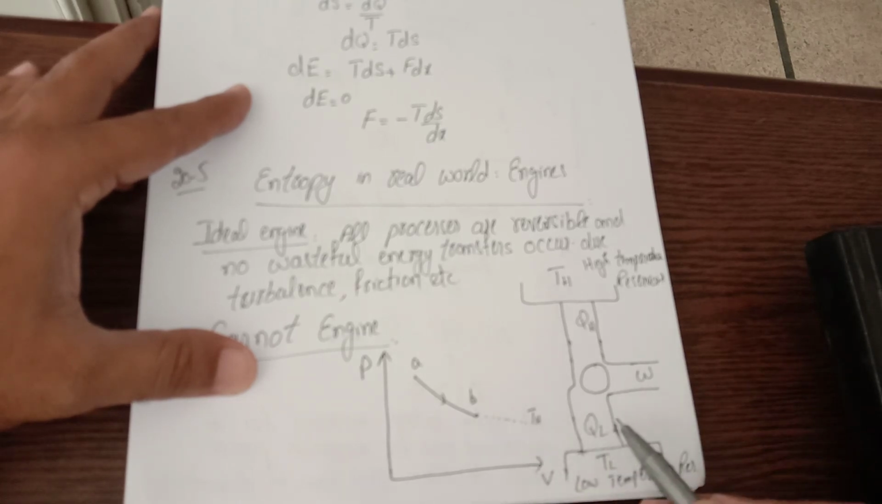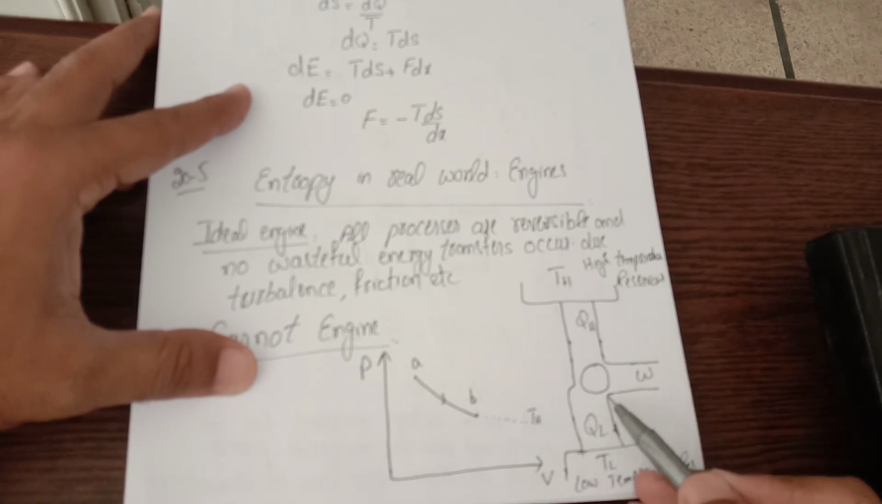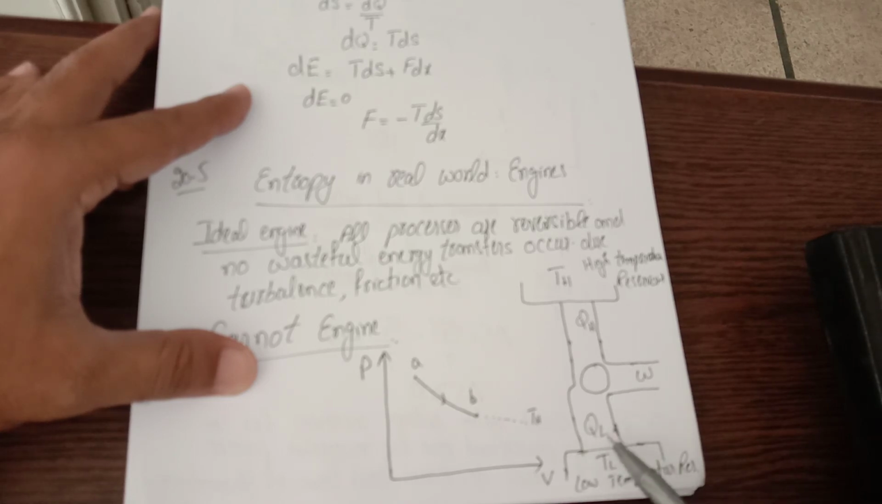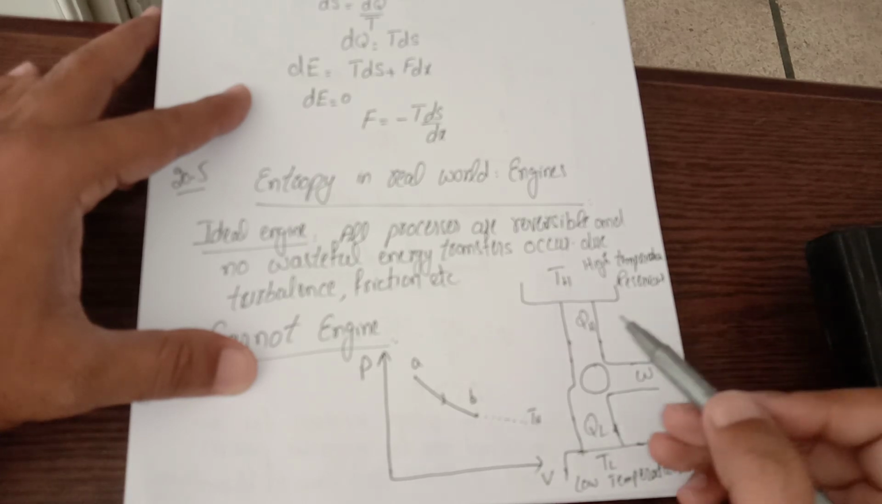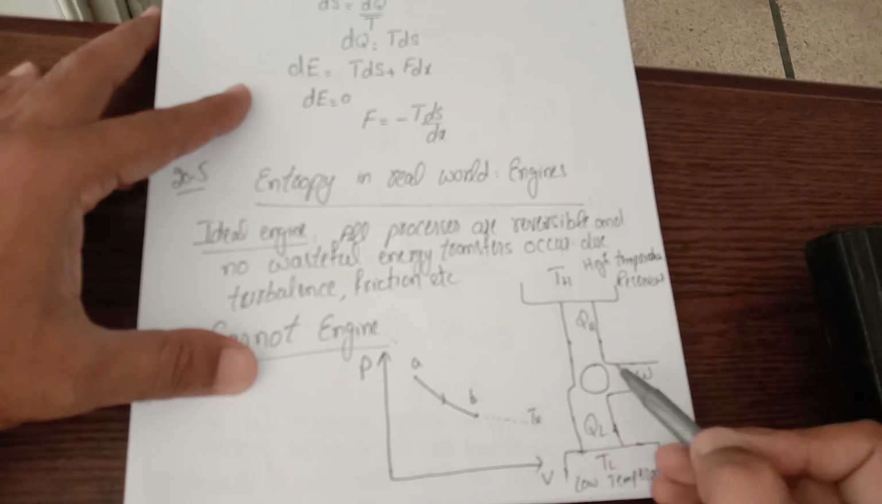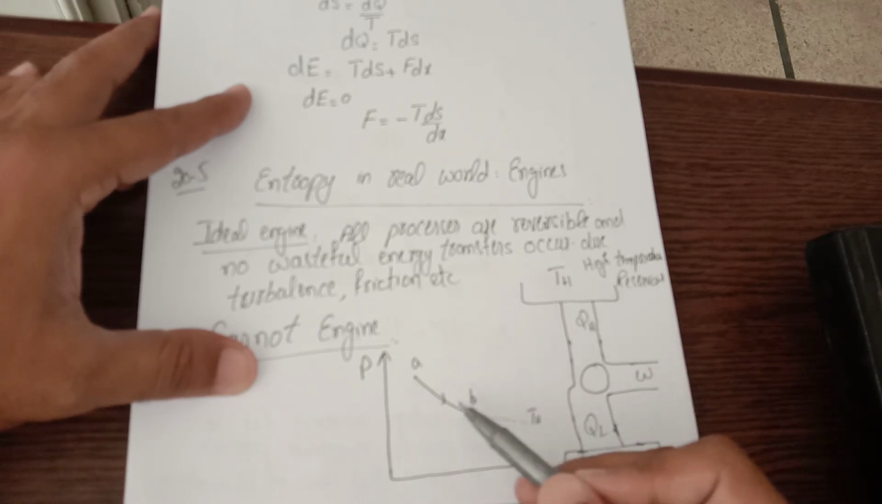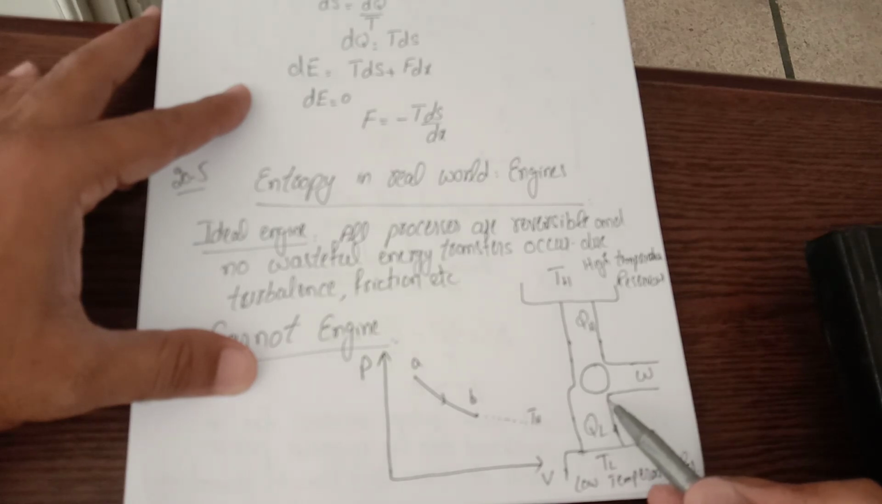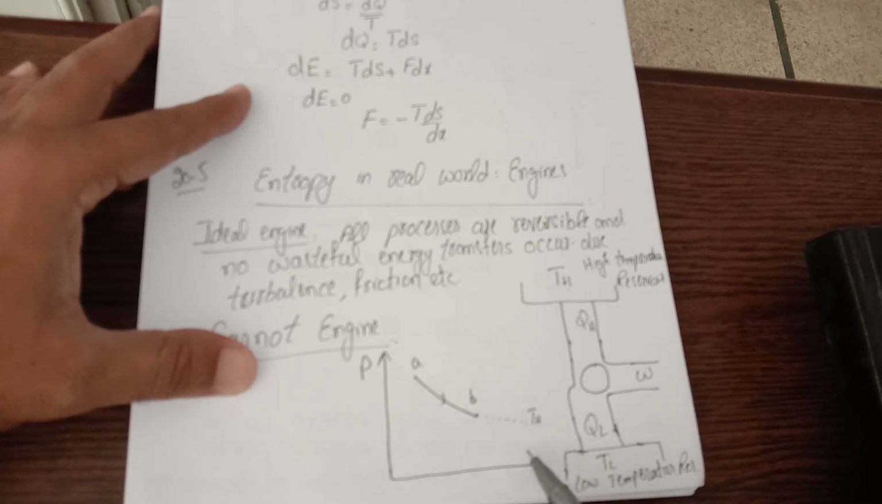At the same time, some of the heat energy is released to the low temperature reservoir as QL heat. This is an example of isothermal compression, because when heat was added to the working substance it was positive from A to B, and when heat is removed from the working substance and given to the low temperature reservoir, this represents an isothermal compression.